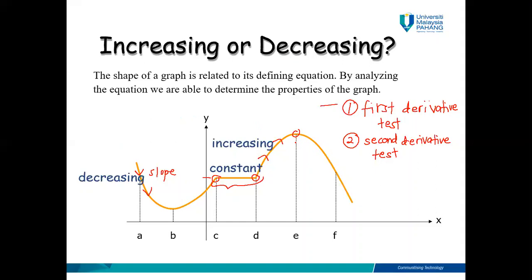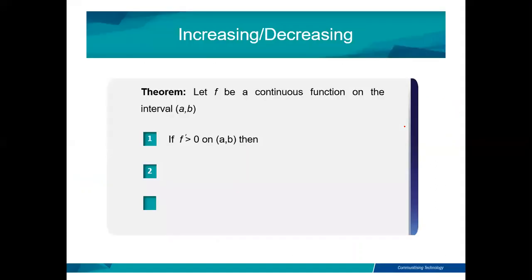We are not done yet here. How about point E to F? Obviously you can see that it is decreasing, but actually we have a test to determine the nature of the function. So let's go further. Increasing or decreasing: let's see the theorem. Let f be a continuous function on the interval AB. Bear in mind, for maximum and minimum, it must be a continuous function.